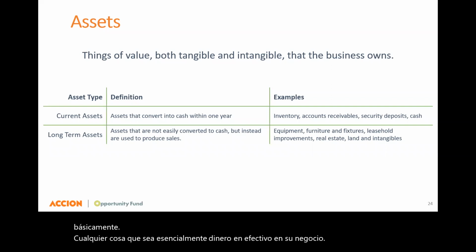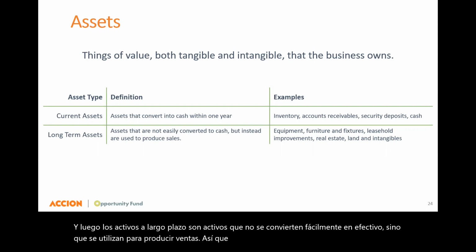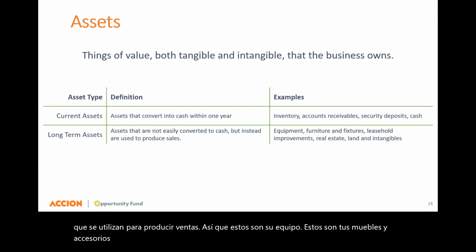And then long-term assets are assets that are not easily converted to cash, but instead are used to produce sales. So these are your equipment. This is your furniture and fixtures. It's the improvements that you made in your lease or your commercial real estate. It's real estate, it's land, and intangibles.